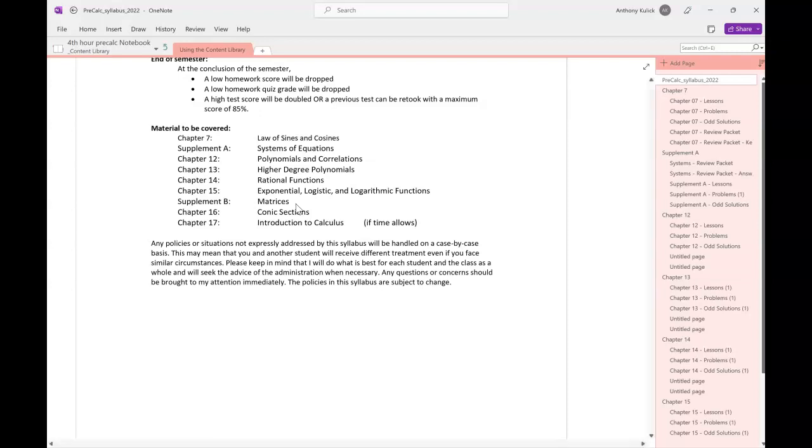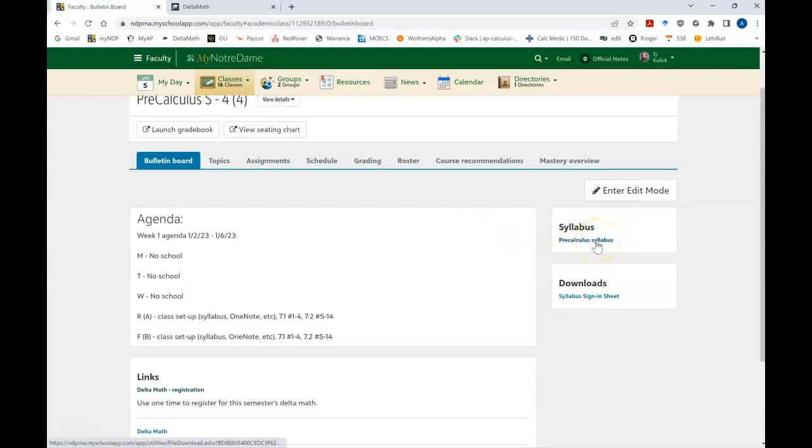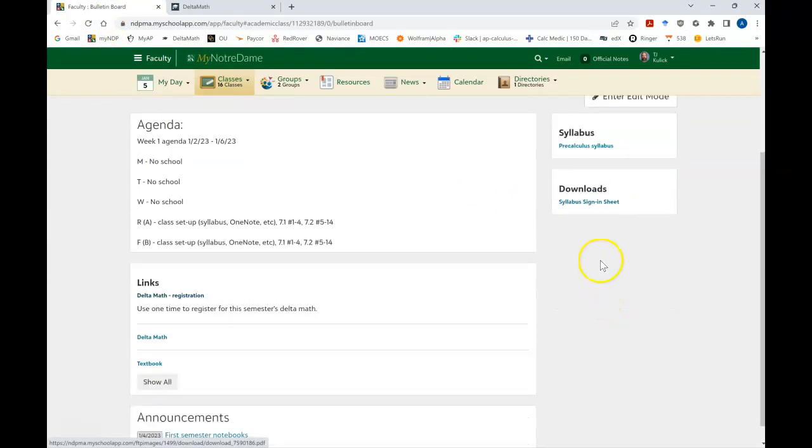All right. So this syllabus is here in the content library of your OneNote. You could also find this on the My Notre Dame page. If you did the syllabus sign-up sheet in first semester, I don't need you to do it again, Corey. I think that means you're the only one that needs to do it. You can print it and do it on paper. You can do it digitally and just drop it into your OneNote. Either is fine with me. If you need help doing that, I can show you how to do that in a minute or at a future date. Not a big deal. Sometime next week, though, would be good. Okay.